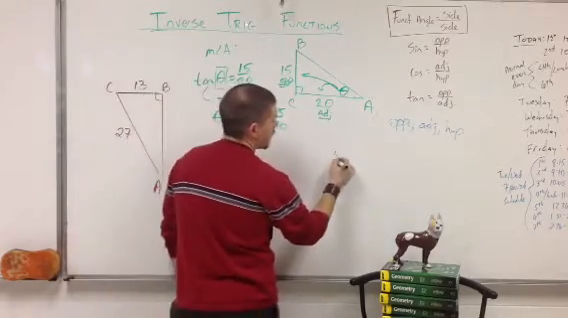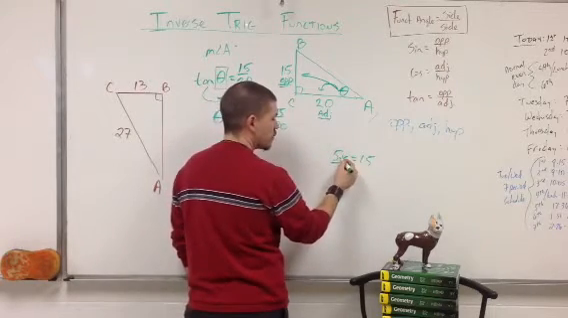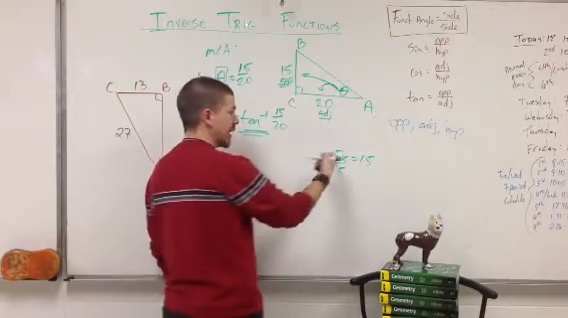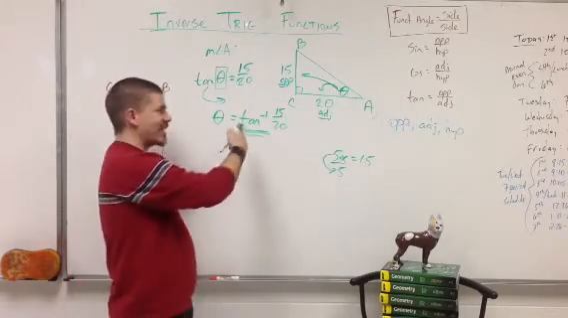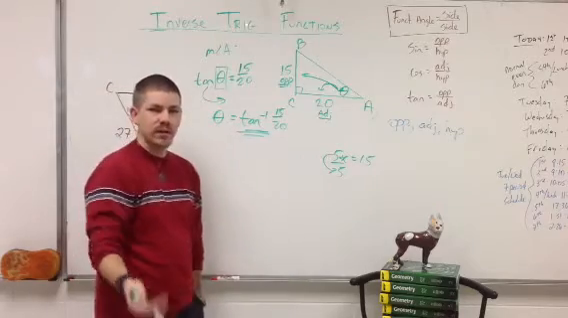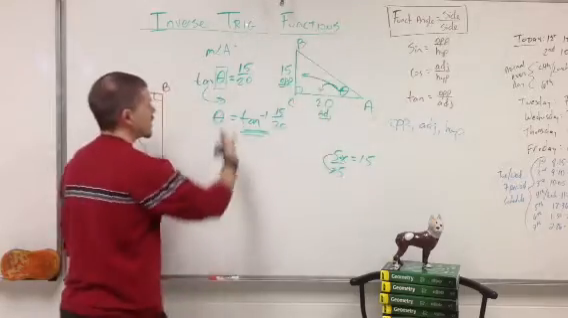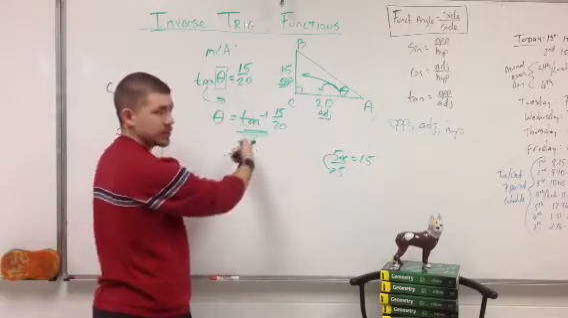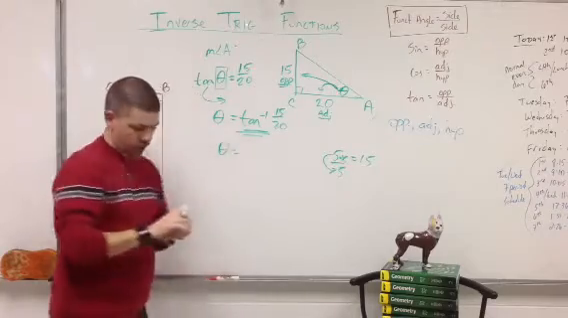It's like if I had 5x equals 15, what do I do? I divide by 5. Why? Because what's the inverse operation of multiplication? Division. But tangent's not an operation. Tangent's a function, a trigonometric function. Now what's the inverse of tangent? Well, it's tangent inverse. So theta is equal to, I'm going to show you on here.